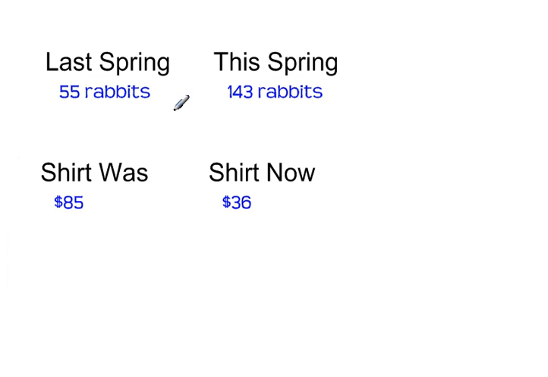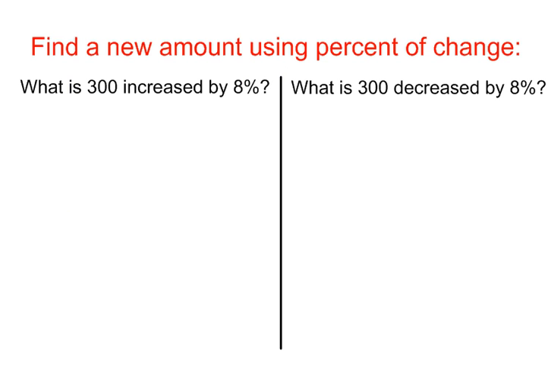Here are 2 problems that I would like you to try. Last spring there were 55 rabbits. This spring there are 143. And here there was a shirt that cost $85 and now it costs $36. So here are 2 problems that I would like for you to try on your own.